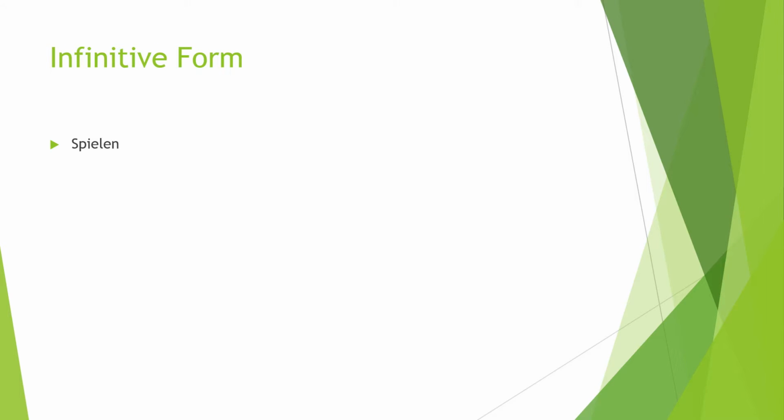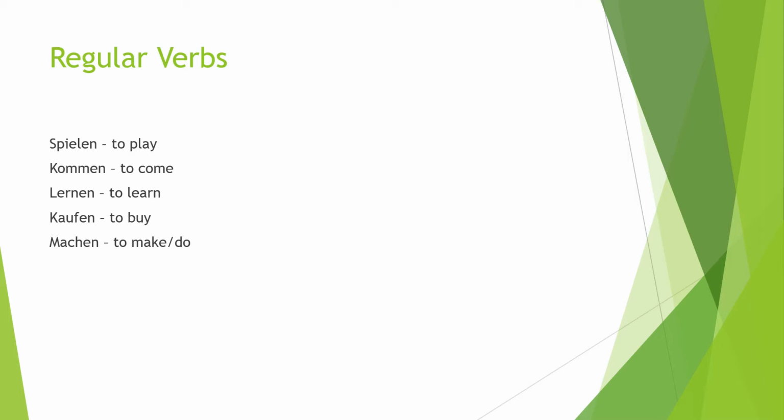But in German, it's just one word. It's spielen. You see that it has an en at the end of the word. That typically denotes that it is in the infinitive form. Now, regular verbs are the things that we're going to be focusing on today. Spielen, to play. You can see that en at the end with these other verbs too, like kommen, to come, lernen, to learn, kaufen, to buy, and machen, to make or do. They all have that en at the end, which means they're in their infinitive form.